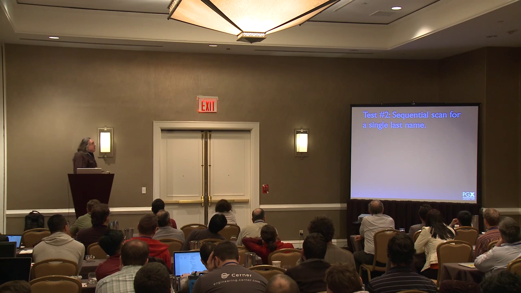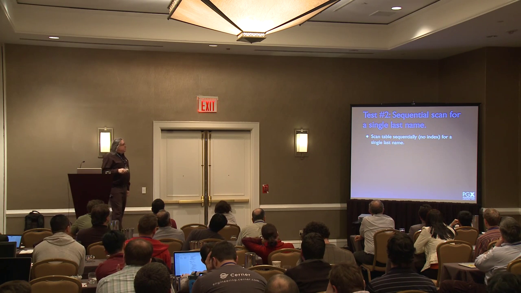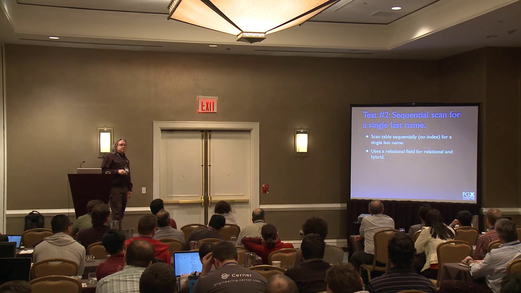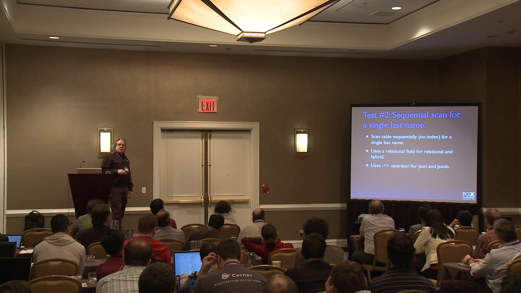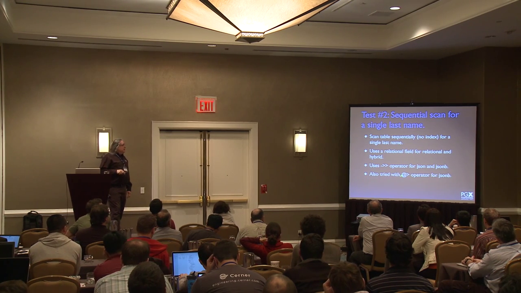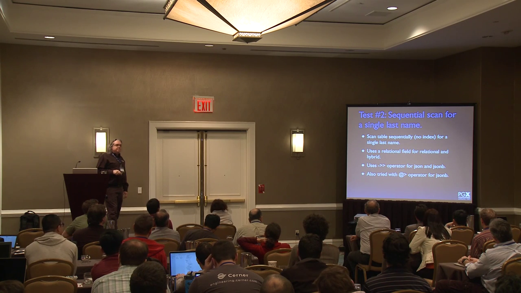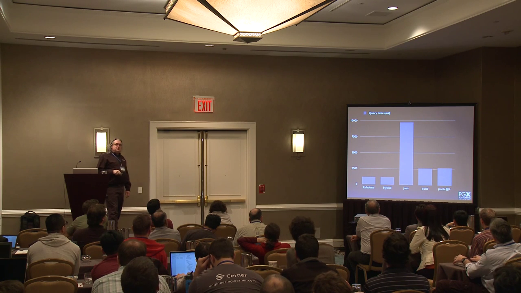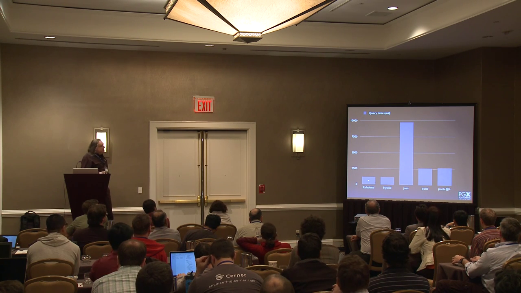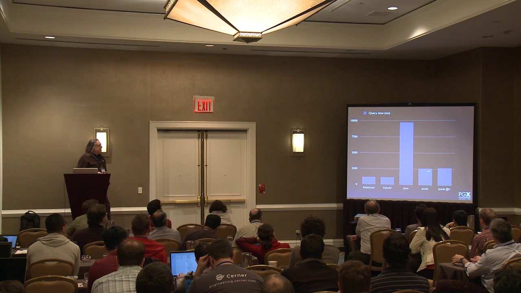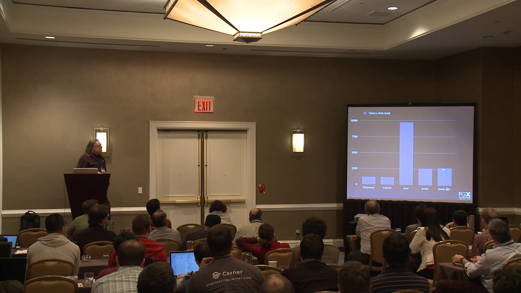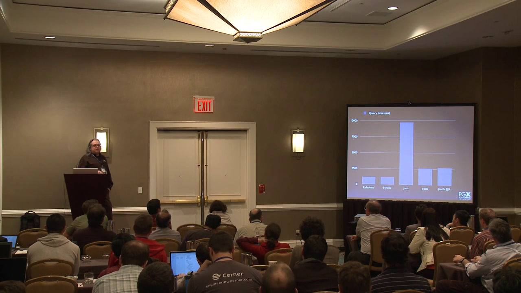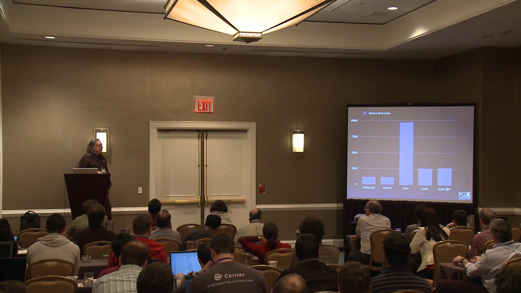The next one is, let's do a sequential scan for a single last name, without an index. For the relational and hybrid, use the relational field, and use the double arrow for JSON and JSONB. I also tried the containment operator for JSONB, since you can almost always rewrite one of these as one of these. Well, okay, this is why we use JSONB. Relational and hybrid are the same, no surprise. JSONB with the double arrow is a tiny bit slower, and then there's JSON, which is a huge outlier, because it's having to parse and process each of these as the row comes out.